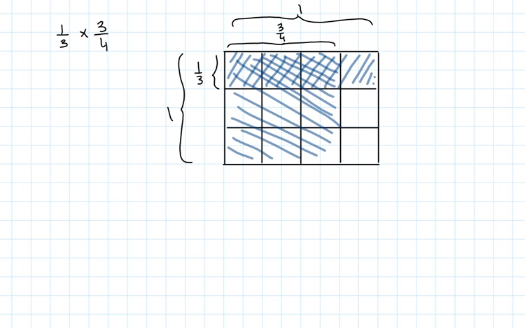For your solution, you only look at the areas or the boxes that were shaded by both. So that would be 1, 2, 3. So I would write that up here, and then the denominator, or the number on the bottom, is going to be the total number of squares you have, which is 1, 2, 3, 4, 1, 2, 3.